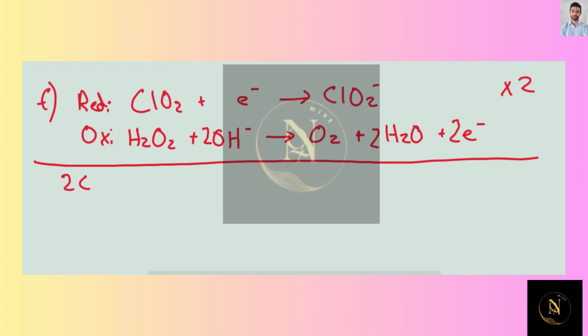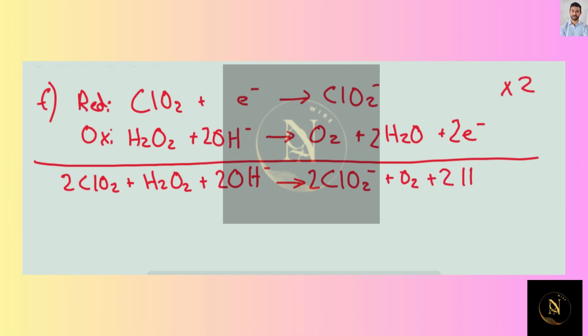We get 2 ClO2 plus H2O2 plus 2 hydroxide, producing 2 ClO2 minus, oxygen, and 2 waters. Our reducing agent is the H2O2 because it's being oxidized, and it's reducing ClO2, which is the oxidizing agent.